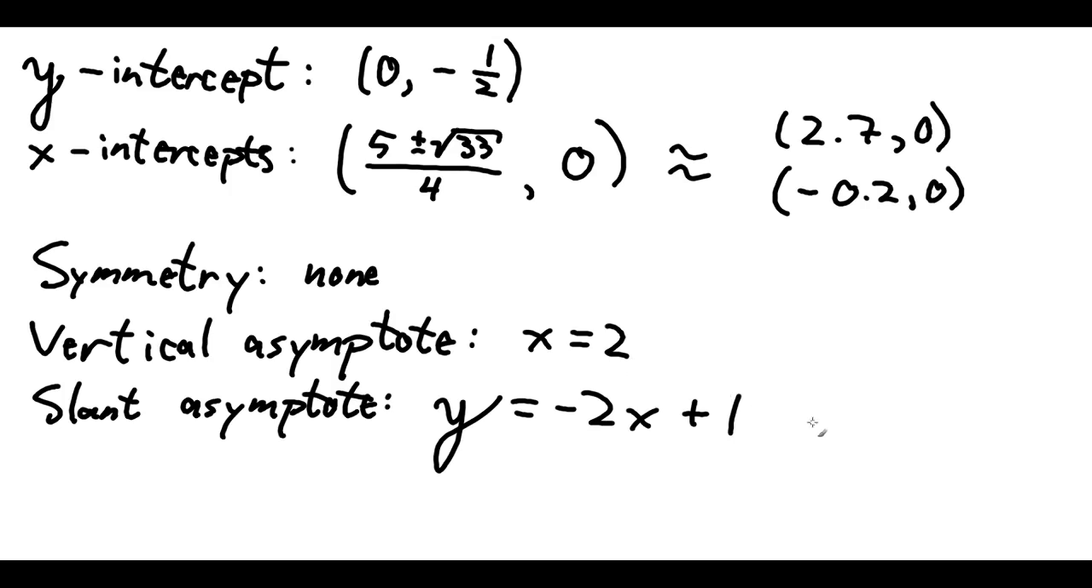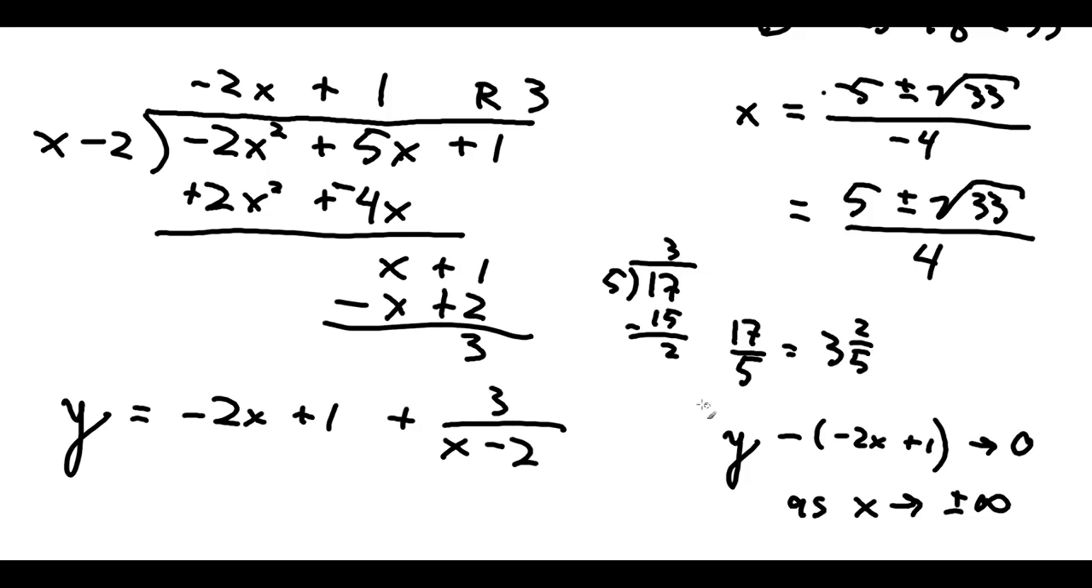Now, something that is useful to consider when we have a horizontal or slant or nonlinear asymptote, and vertical asymptotes we don't have to worry about this, but with any of those others, we might ask the question of, does our graph ever cross the asymptote? Right? Will this ever actually equal negative 2x plus 1?